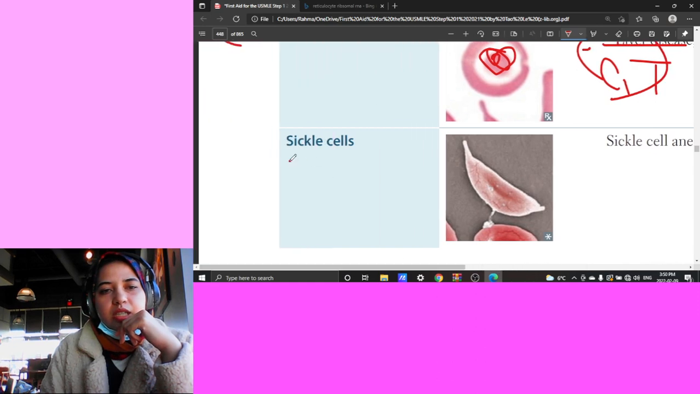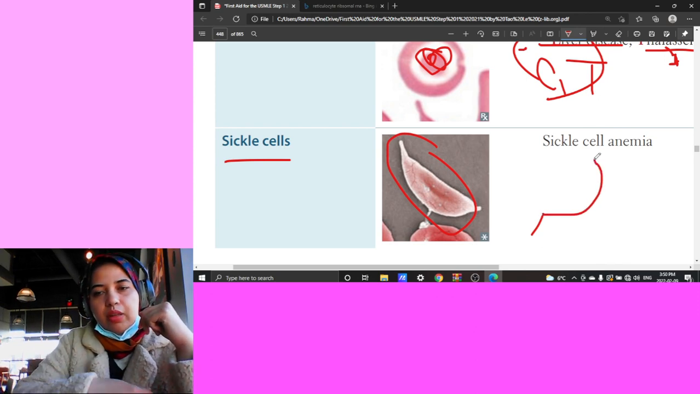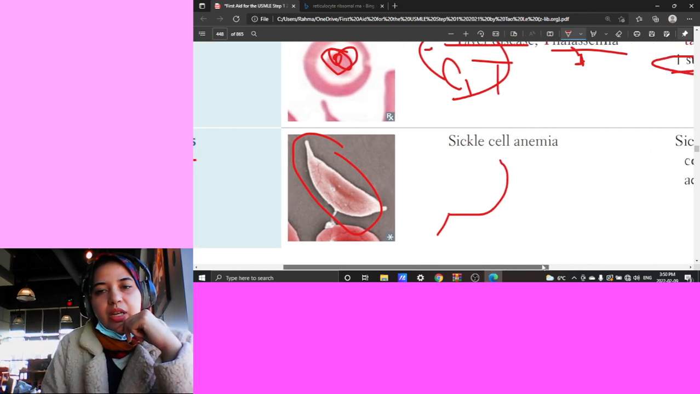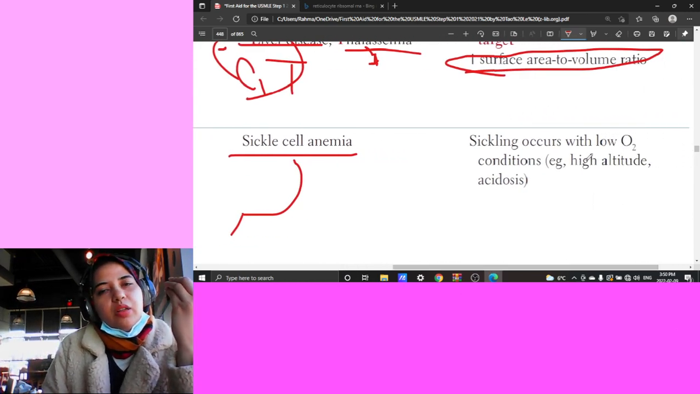Next is sickle cell disease. Sickle cell disease, that's what it looks like. It looks like a sickle. If you don't know what a sickle is, it's a farming instrument that they use to cut wheat with. That's what it looks like. It's called sickle cell anemia. So there are conditions where sickling occurs.